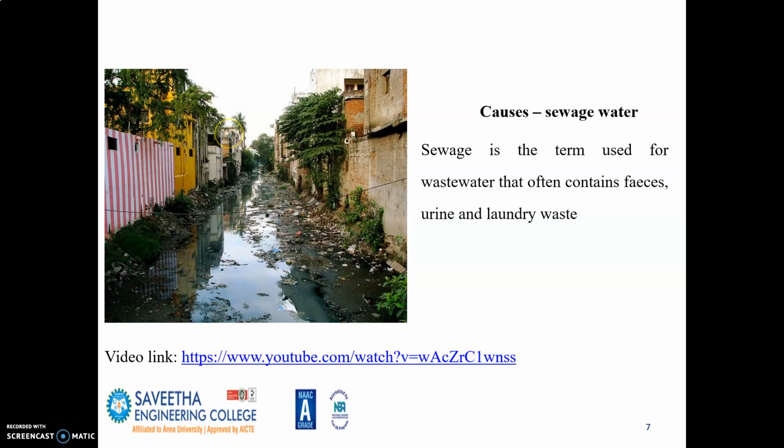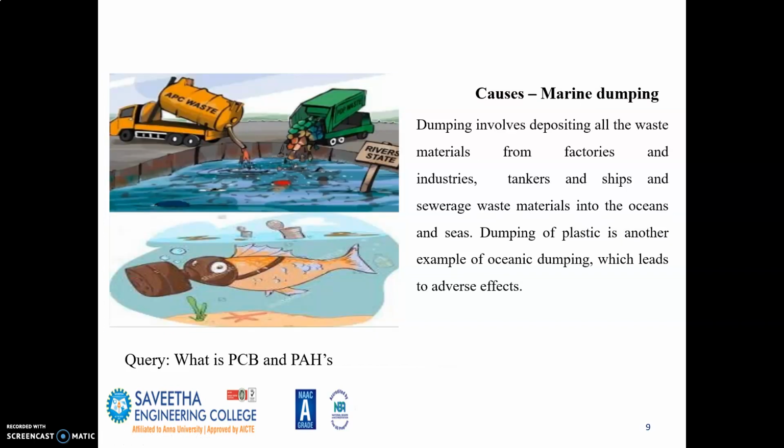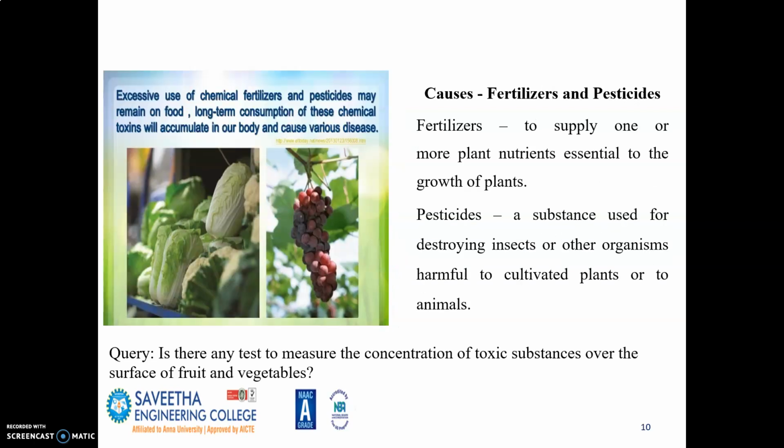Here I mentioned the sewage water discovered in the residential area. And the picture clearly shows the contamination of water due to oil spilling. Next, marine dumping: whatever waste we get in the industry, sometimes they put it in a container and throw it into the sea, so that all the aquatic animals suffer. Most of the dumping involves deposits of waste from factories, industries, tankers, and ships. Dumping of plastics is another example of oceanic dumping, which leads to adverse effects.